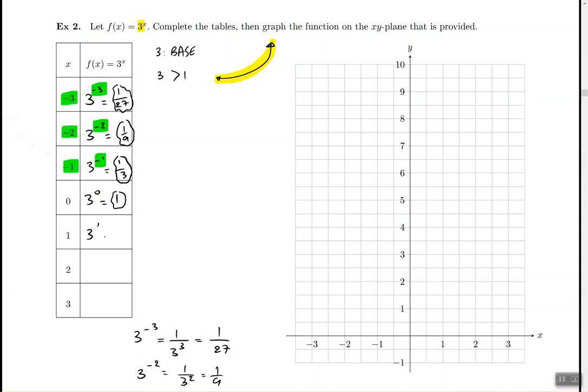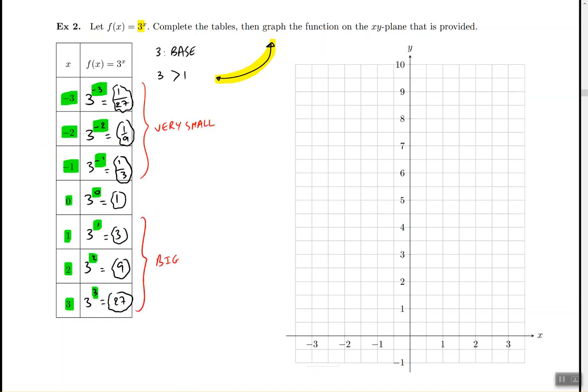What about 1? 1 gives us 3. What about 2? 3 squared is going to be 9. Then finally, 3 cubed is going to be 27. So notice how the numbers went from being very, very small at the start to being very, very large at the end. At this point we're going to take these numbers and plot them.